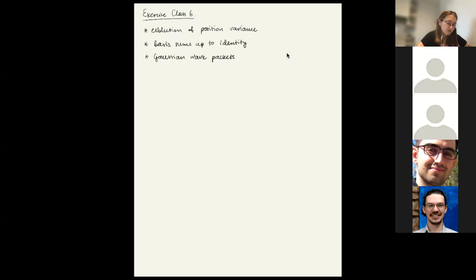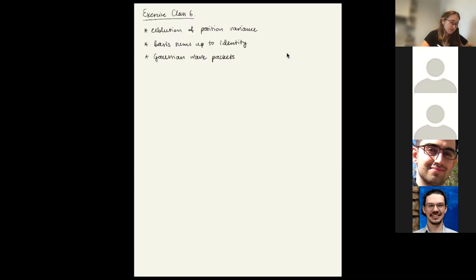Okay, so first, there are three topics we're going to discuss today. The first is a bit lengthy. We're going to derive the time evolution of the position variance of the free particle. Then we'll address the question that came up in the lecture, which is why we take the basis and take the ket bra of the basis and sum them up. We're going to get the identity. And finally, we'll discuss the Gaussian wave packets. Hopefully we'll have time for everything.